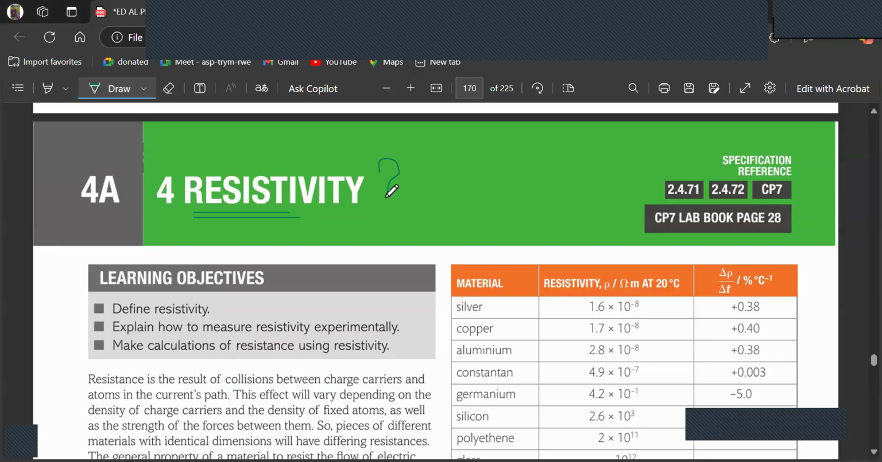What is meant by resistivity? Can you tell me? What is resistance?